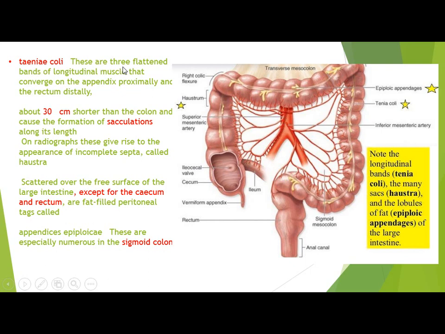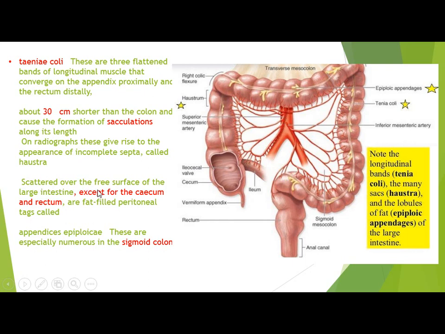Taenia coli are three flattened bands of longitudinal muscle that converge on the appendix proximally and the rectum distally. These are the taenia coli, three longitudinal flattened muscles, and the appendix and rectum are completely surrounded by this longitudinal muscle. The taenia coli are about 30 centimeters shorter than the colon and cause the formation of sacculations, which give rise to the incomplete septa called the haustra. This is the sacculation, and this is the haustra, the incomplete septa.